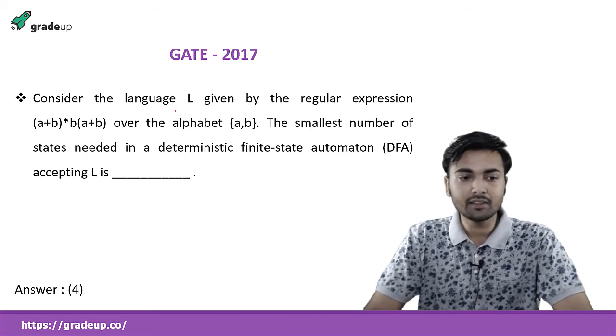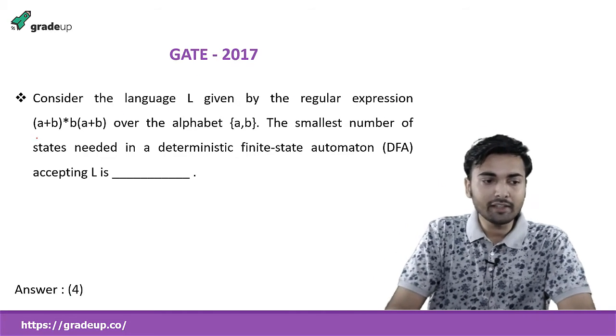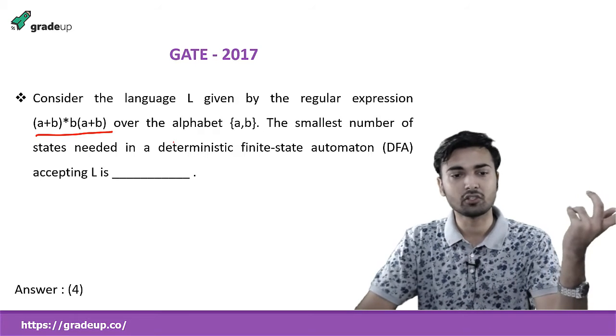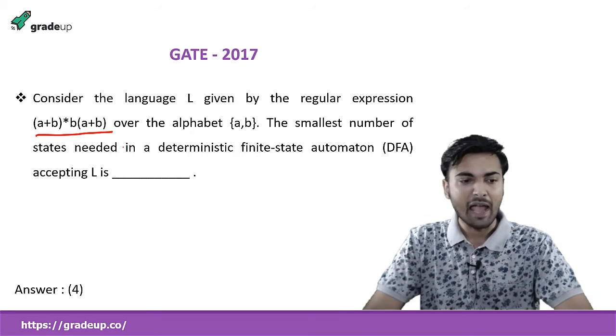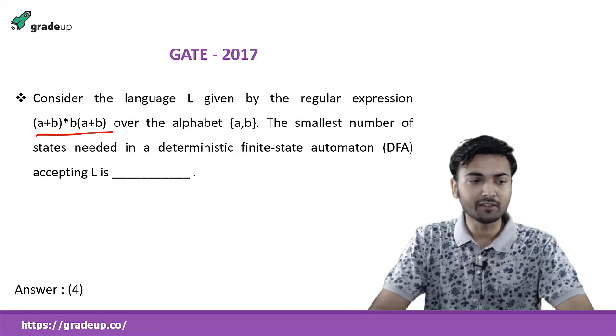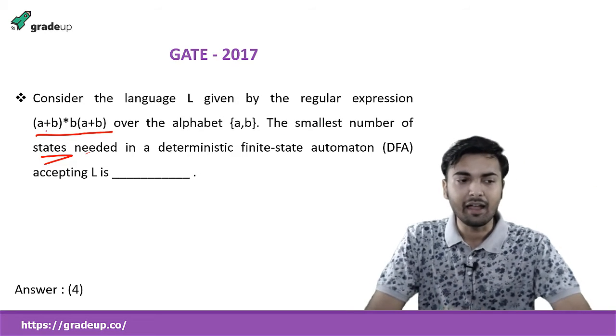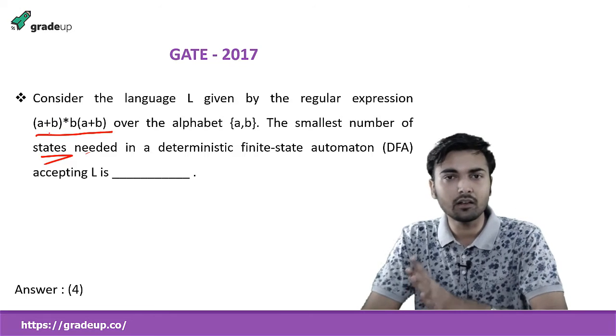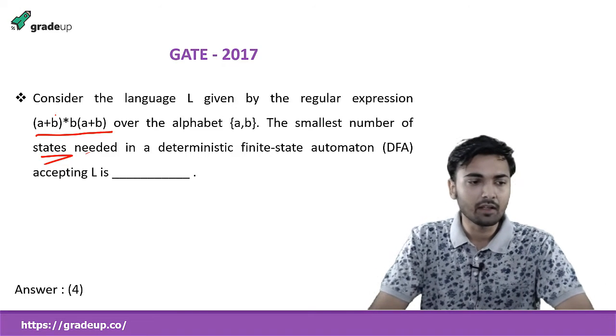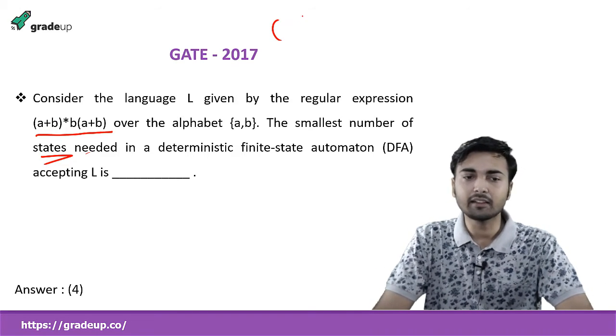Consider the language L over this expression. Now a regular expression is given, and it is asking again for the smallest number of states. So how to draw it? I will teach you regular expressions later, but it is easy to realize. It is saying anything can come.